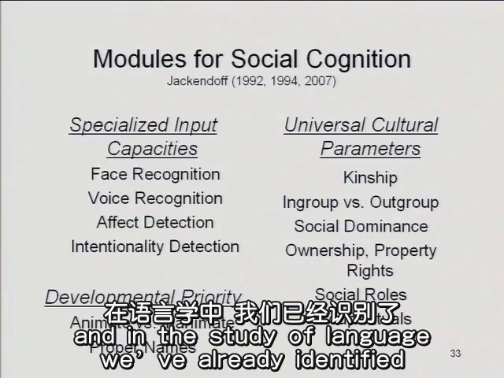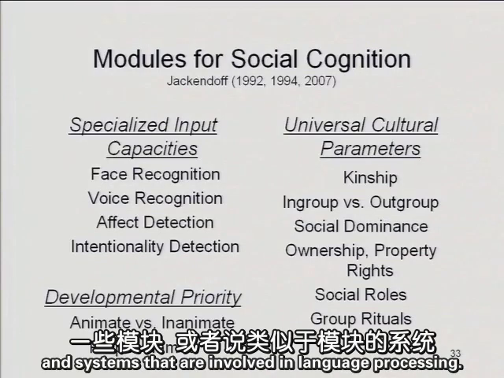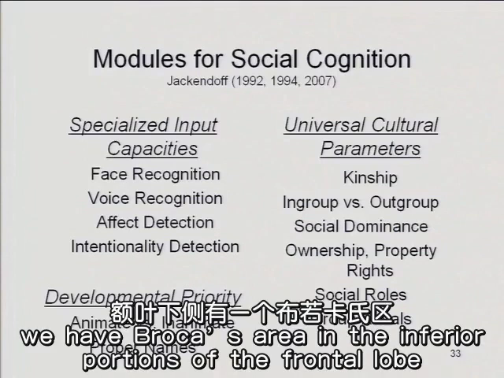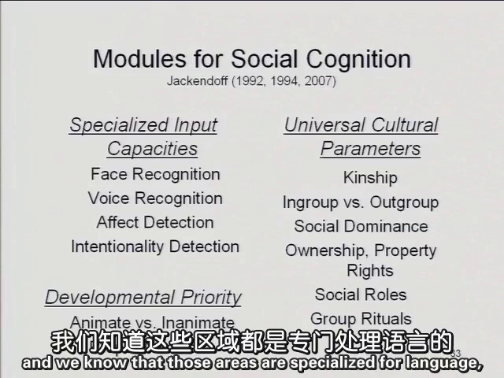But remember that Jackendoff is a linguist. And in the study of language, we've already identified both modules, or something module-like, and systems that are involved in language processing. So, for example, we have Broca's area in the anterior portions of the frontal lobe, and we have Wernicke's area around the posterior portion of the temporal lobe, and we know that those areas are specialized for language.